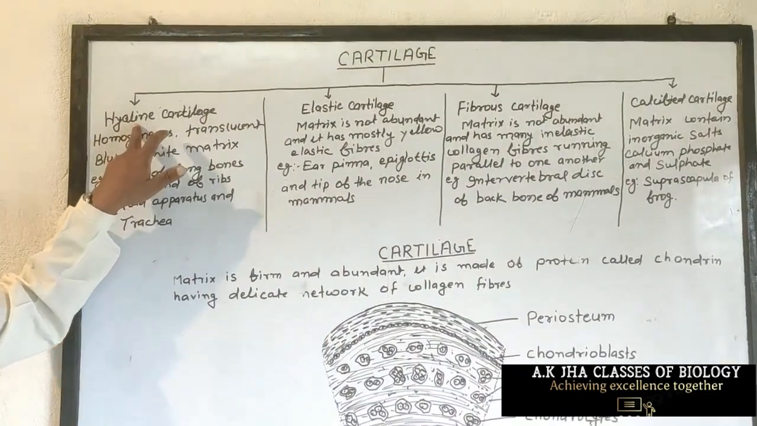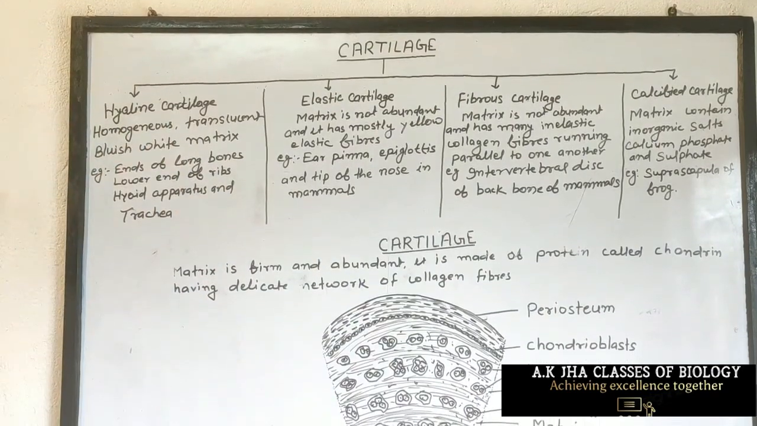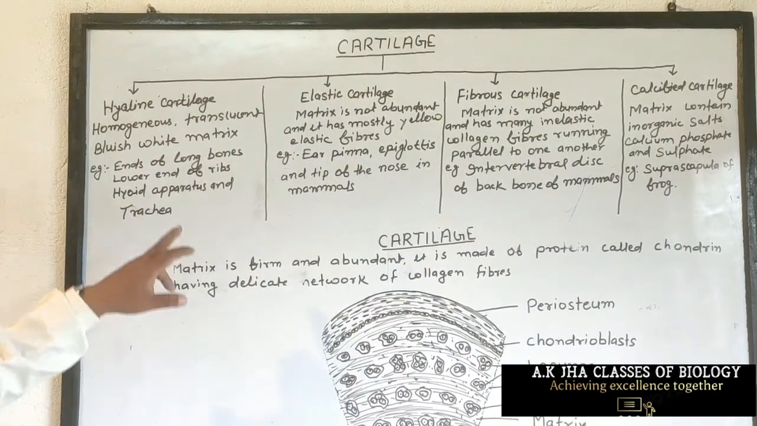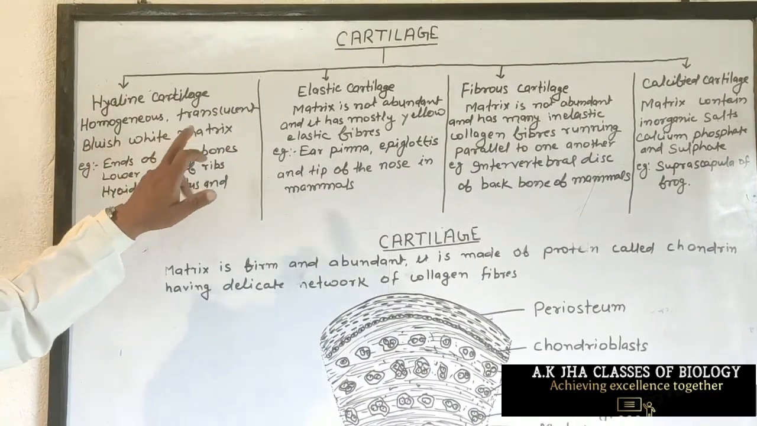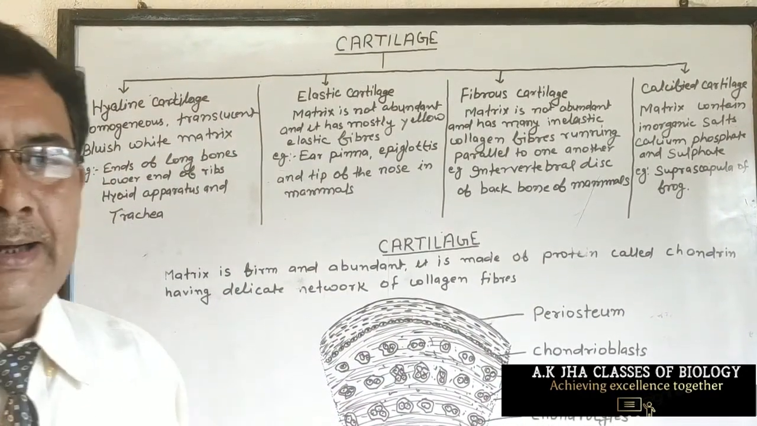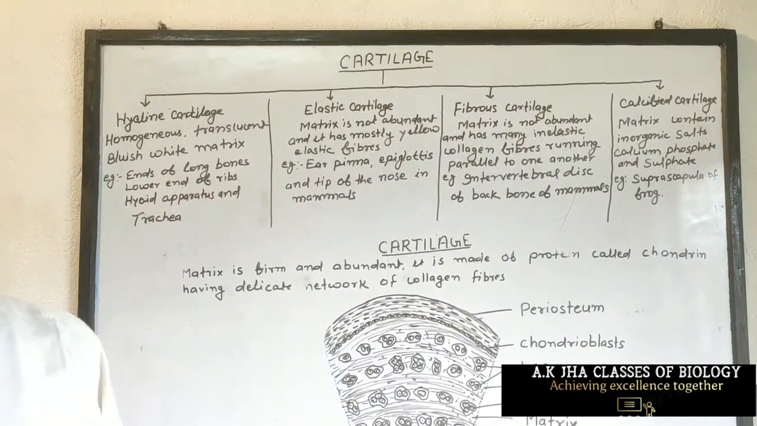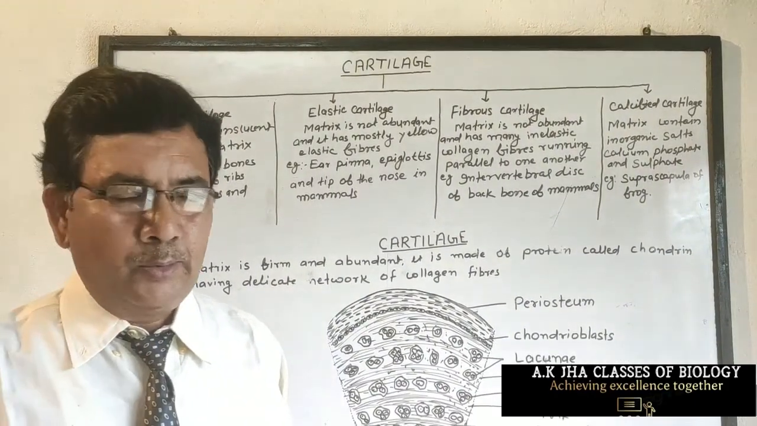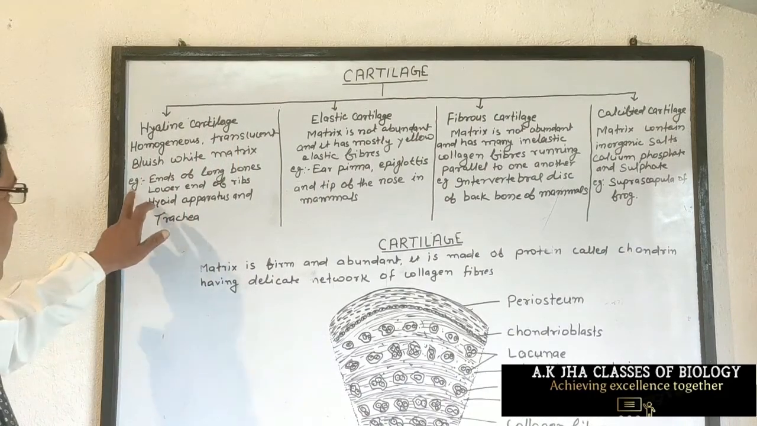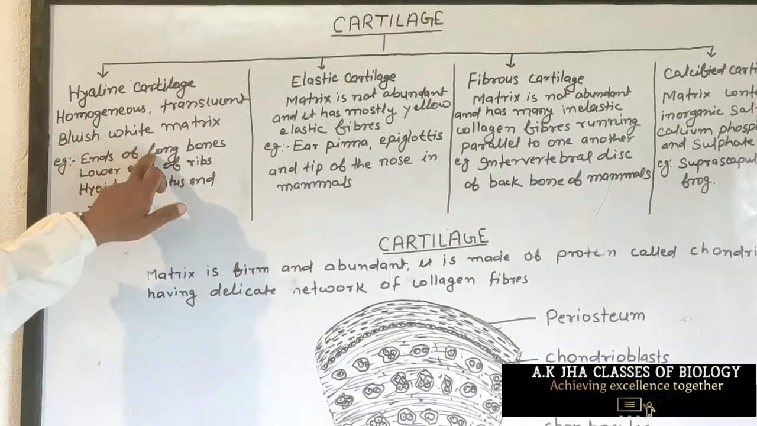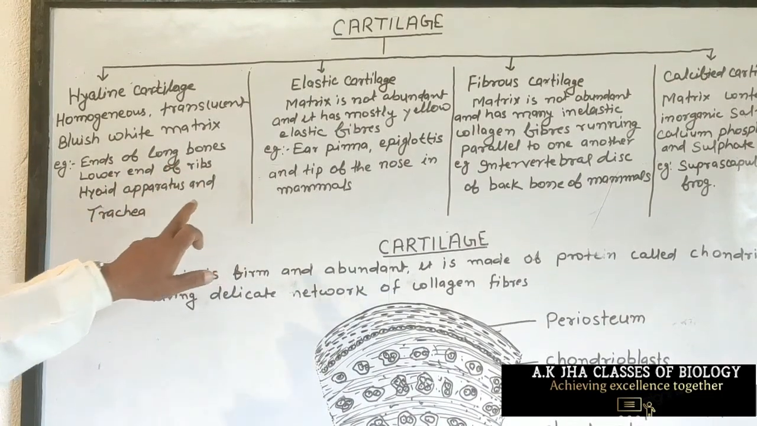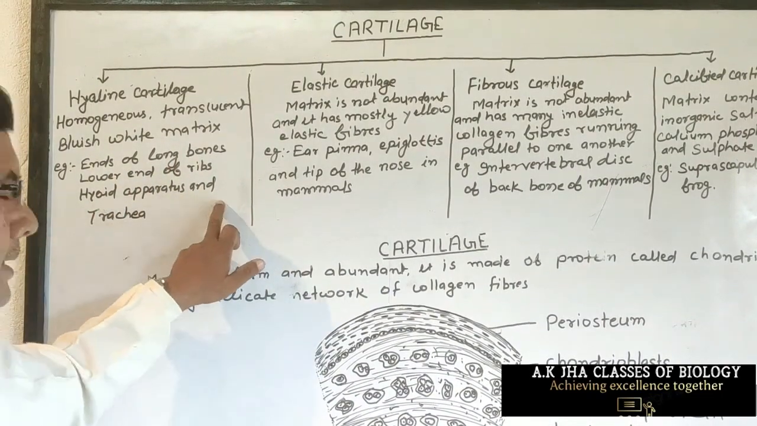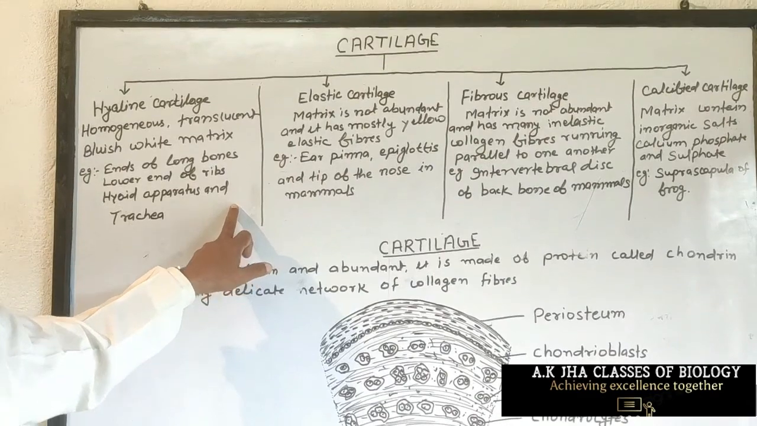First of all, hyaline cartilage. Its matrix is homogeneous, translucent, and bluish white colored. Example: it is found at the ends of long bones, the lower end of ribs, the larynx, and the trachea.